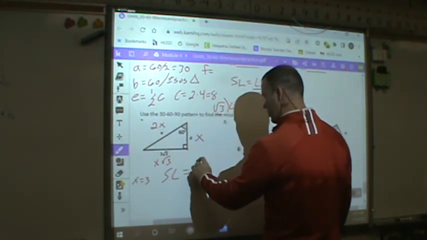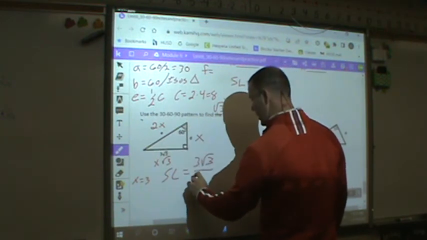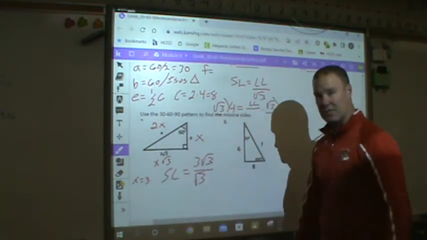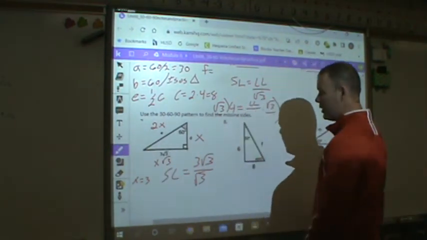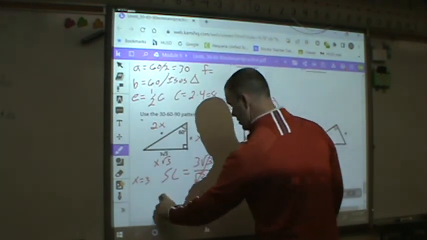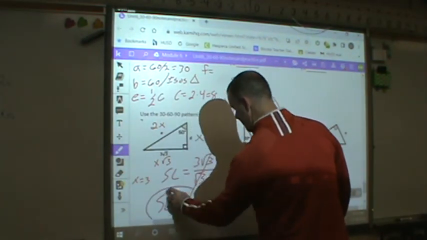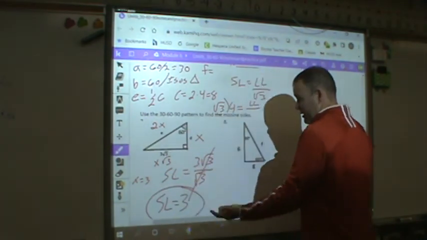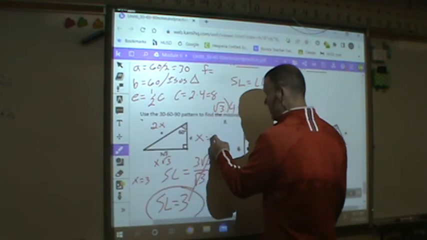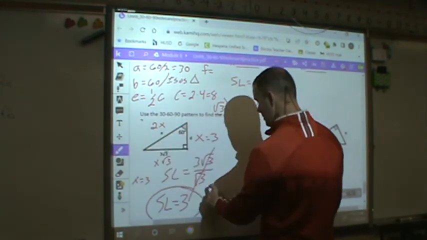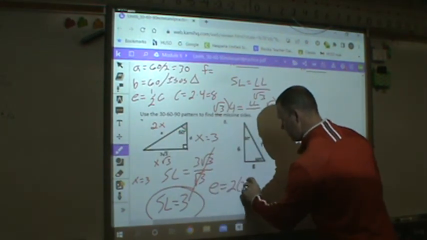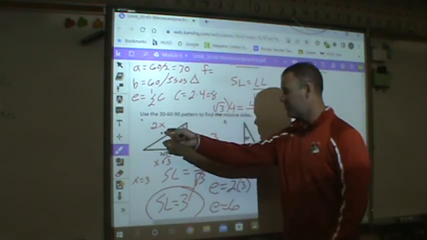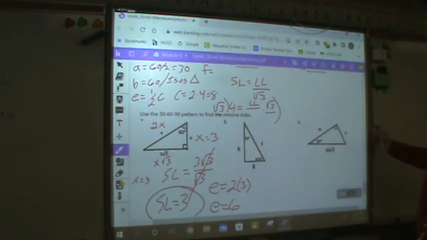The short leg is equal to the long leg, 3 square roots of 3, divided by the square root of 3. Notice the only thing missing here is the short leg. So the short leg is equal to 3. I know x, because the short leg is identified as x, or D. D is equal to 3. And now, all of a sudden, E is equal to 2 times 3, so E is equal to 6. There's your work. That is enough work or evidence right there to figure all of those out. And you can go ahead and do the other two.